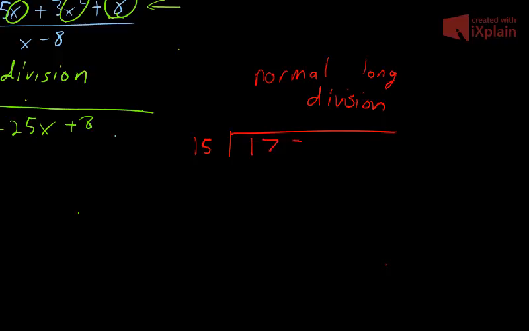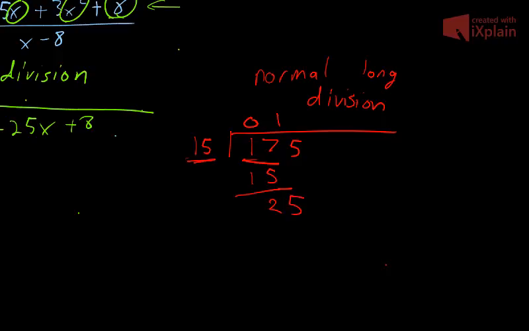175, what's going to happen is I start by looking at my 15, asking how many times it goes into 1. 15 doesn't go into 1, so I'm going to put a 0. That's okay. And I'm going to see how many times 15 goes into 17. 15 goes into 17 once. I multiply 1 times 15, write down 15. 17 minus 15 is 2.